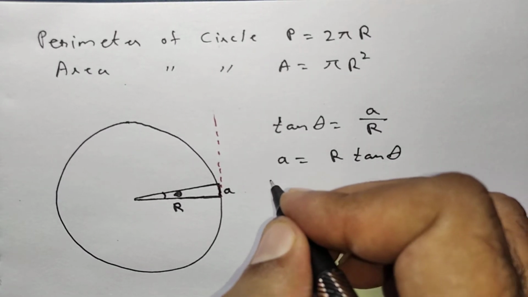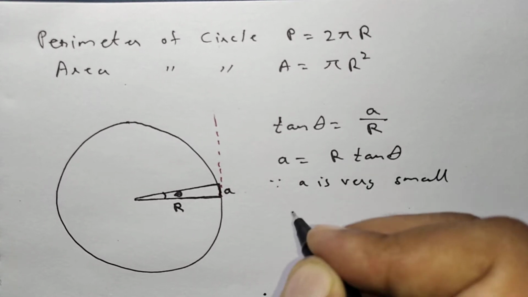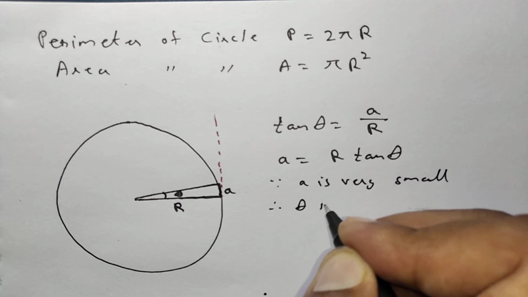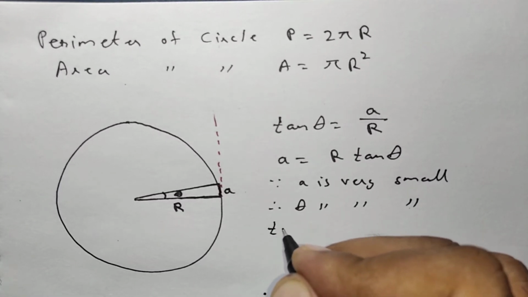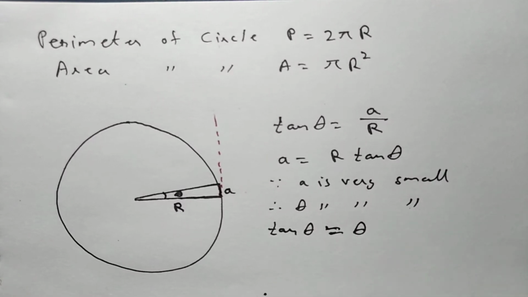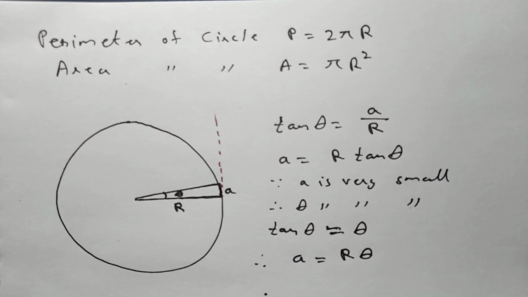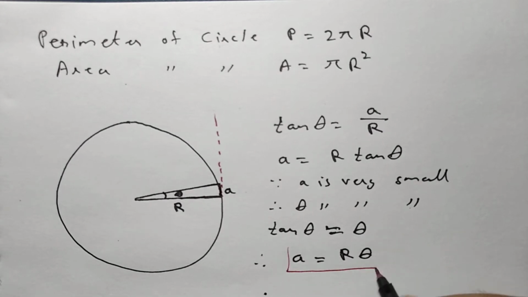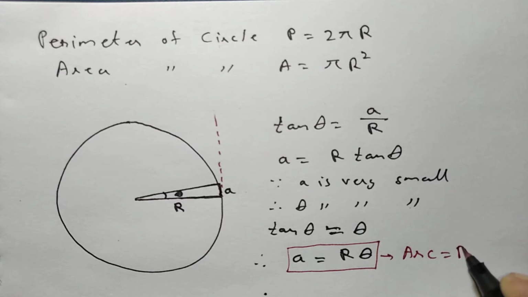Now since a is very small, therefore theta is also very small, and for small theta we have tan theta equal to theta approximation. Therefore we get a equal to r theta. So this equation we got, and we know that this equation has arc equal to radius into theta.